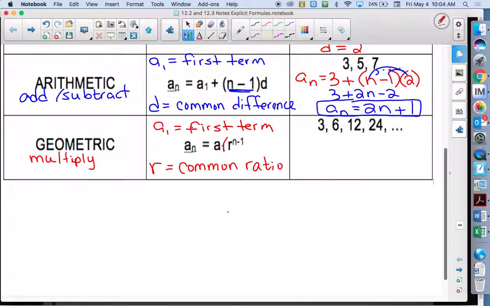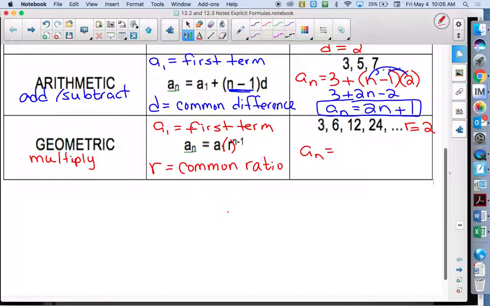Usually we'll put parentheses around that R guy to show multiplying instead of putting a little multiplication symbol in there. Parentheses are usually what we use to separate them. So in this one we have 3, 6, 12, 24. First thing, determine what are you multiplying by to go from one number to the next. Is that 2? Yeah. So we're multiplying by 2. That means the R value is 2.